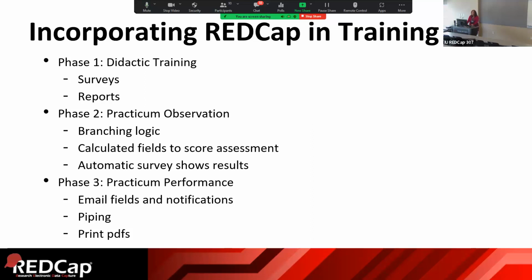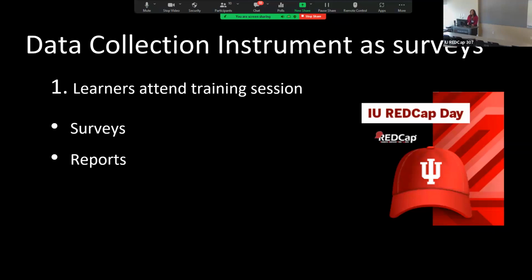And then phase 3, I'll talk about email fields. You might remember hearing about this from Brenda this morning. I'll try to give you some unique information. And piping, I love piping. That was really helpful to create my feedback tools. And print PDFs, you probably all know how to do this, but if we have time, I want to share some lessons learned there. Okay, first phase, let's talk about surveys and reports.